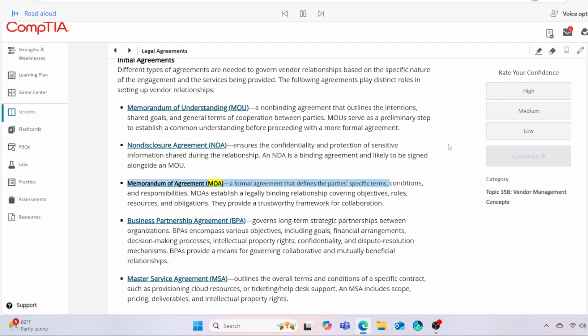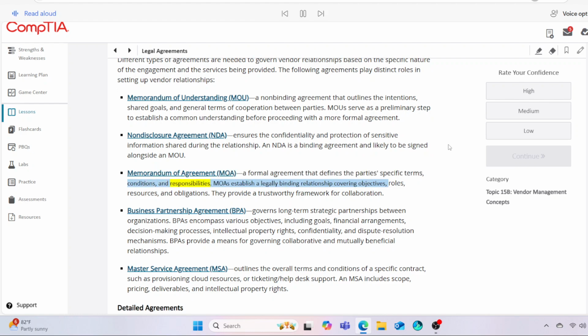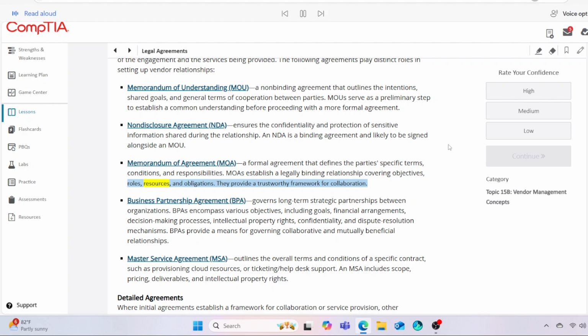Memorandum of Agreement, MOA, a formal agreement that defines the parties' specific terms, conditions, and responsibilities. MOAs establish a legally binding relationship covering objectives, roles, resources, and obligations. They provide a trustworthy framework for collaboration.